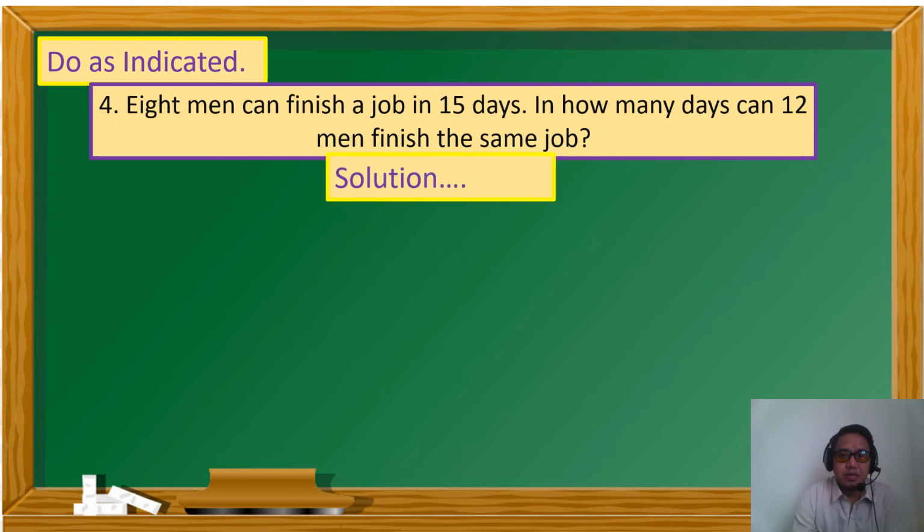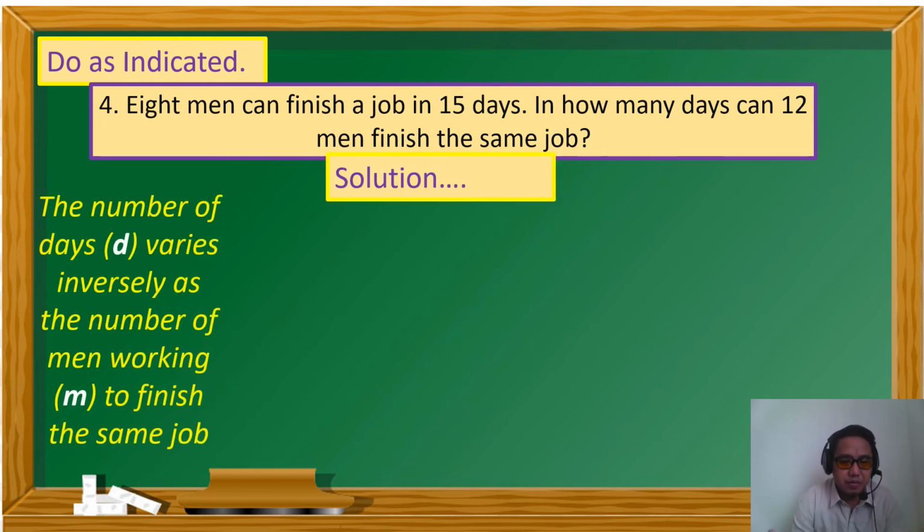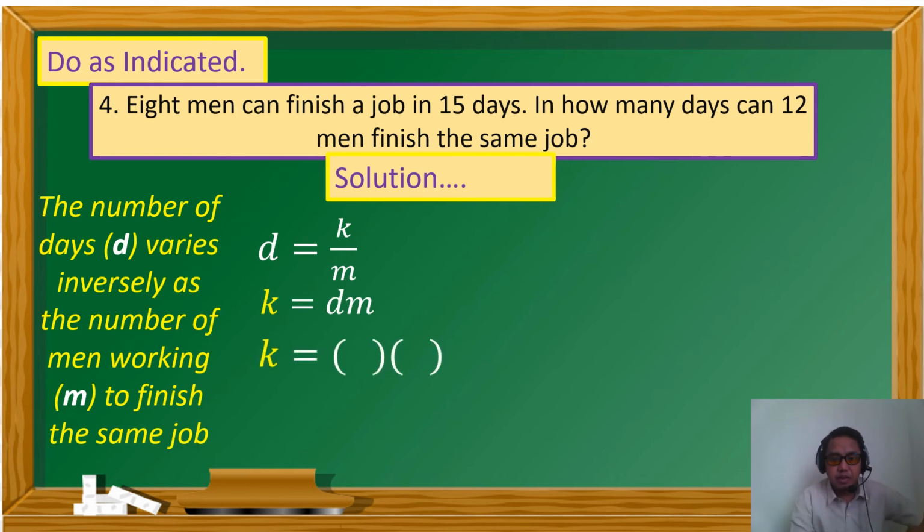Okay. So, solution. The number of days varies inversely as the number of men working to finish the same job. So, yan yung ating representation, yung mga letters din gagamitin natin. So, let's use D. That means D is equal to K over M. And if you have this mathematical sentence, that means your constant will be the product of these two variables. Okay, let's continue.